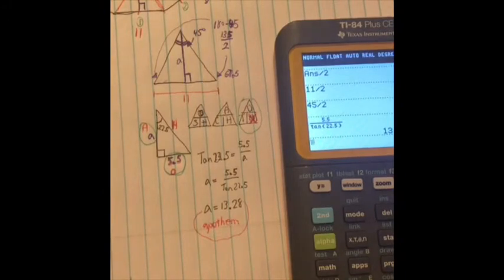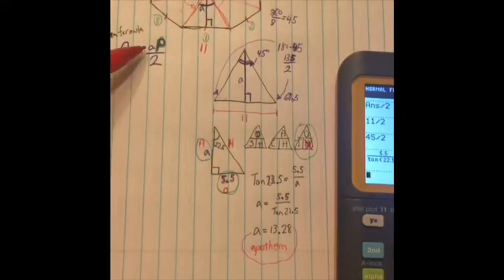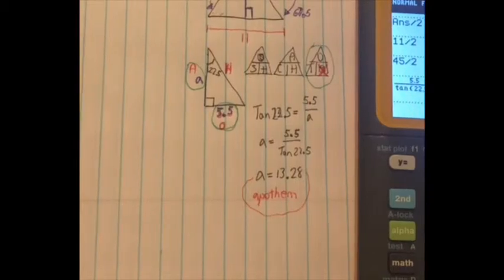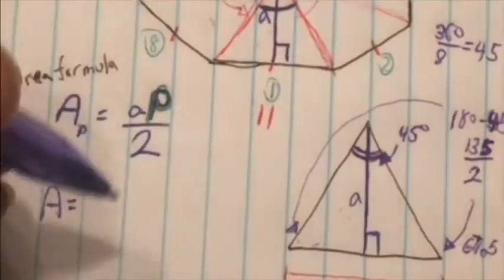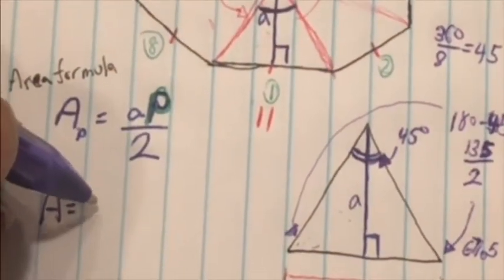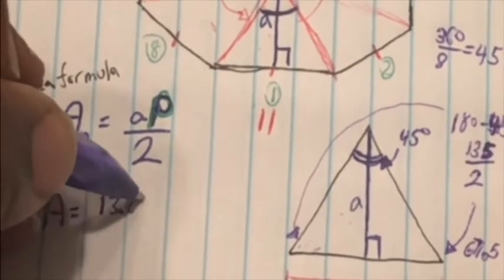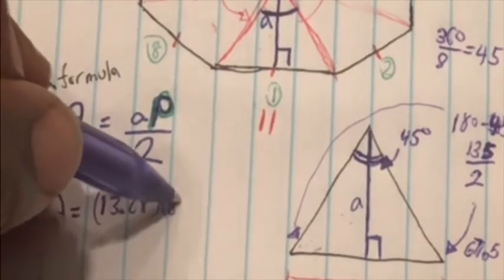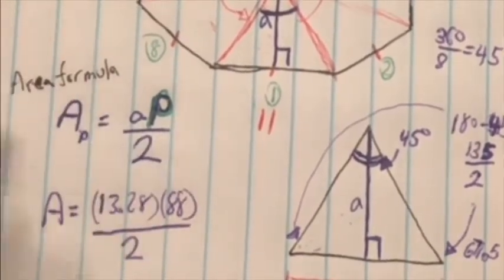All right, so I got my apothem. And now I can use this to solve for the area. Area equals apothem times perimeter divided by 2. All right, let's see if you can do that. We're about to finish up this thing right here. So we're going to get this apothem, which is 13.28. And we're going to multiply that by the perimeter, which the problem said was 88. And we're going to divide that in half.